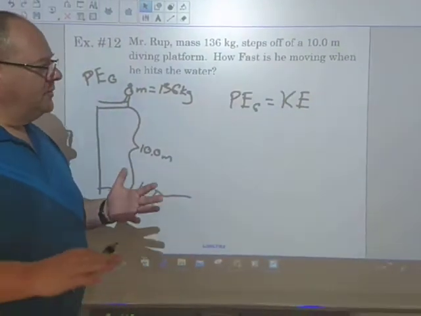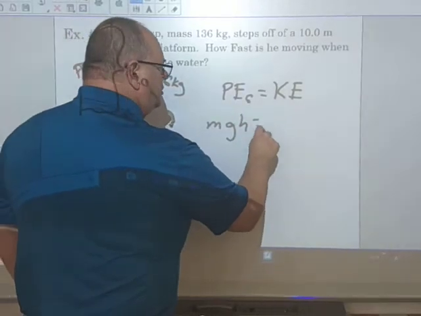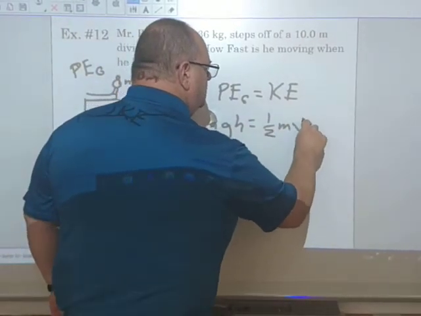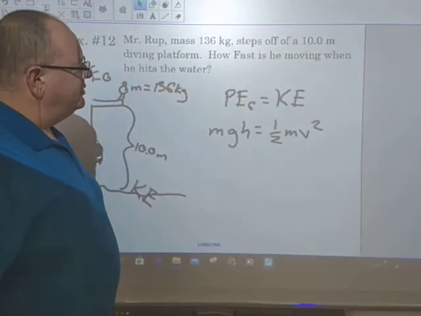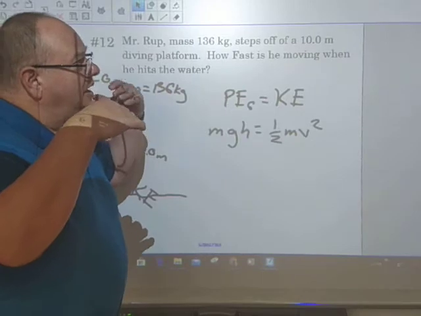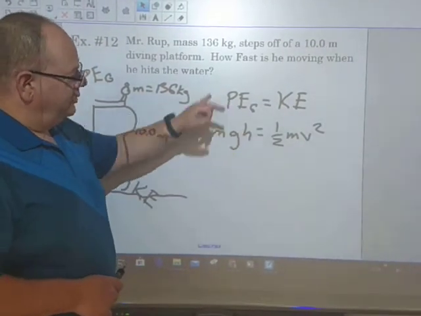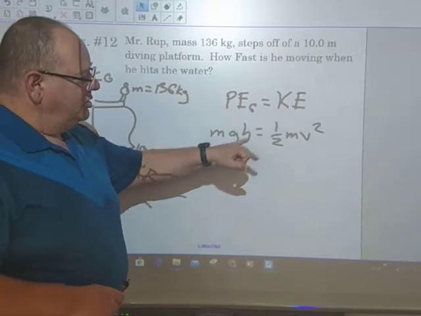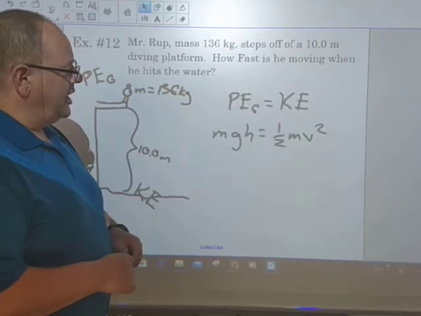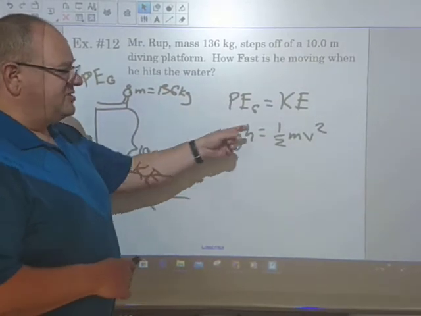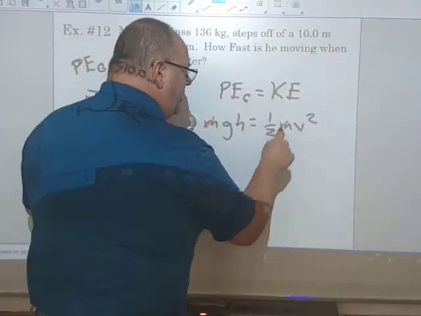Okay? So, next step. We write in the formulas for each of those energy expressions. Gravitational potential energy is described by mgh. Kinetic energy is 1/2 mv squared. Look at that. There's mass on both sides, so I can cross those right out.